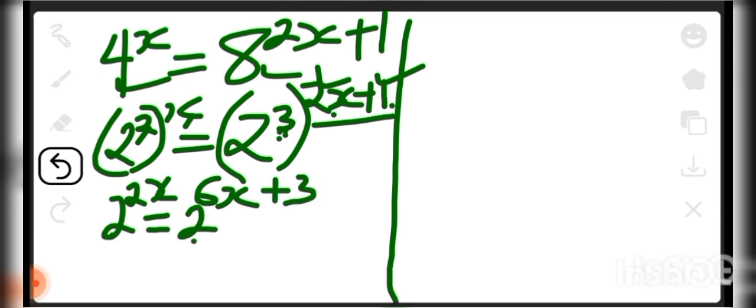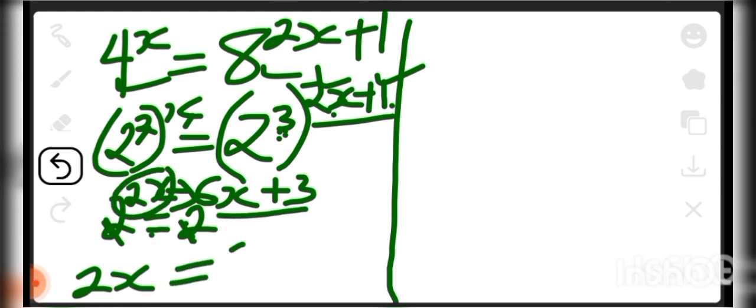Next, since the 2 bases are the same thing, you will just ignore the bases. Then you will equate the powers. Okay, since the base, not the power, sorry about that. Since the 2 bases are the same thing, look at this. This is the base, this is the base. So these bases are the same. You will just ignore the base. Then you will equate the power. That's what I'm going to do now. So we'll now be having 2x, that's the power of this side, is now equal to the power of this other side, which is equal to 6x plus 3.